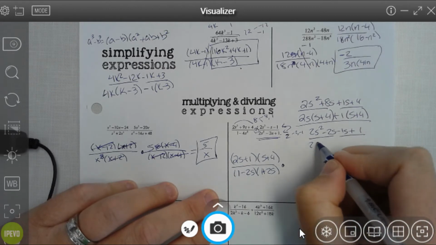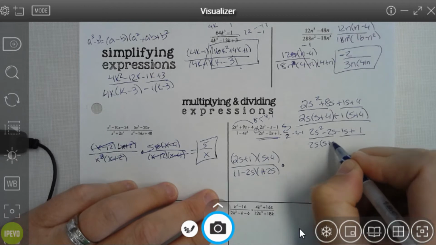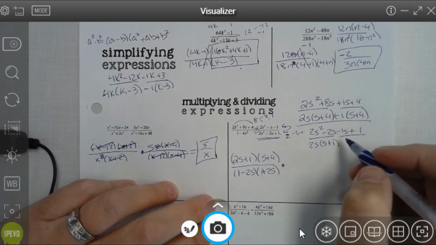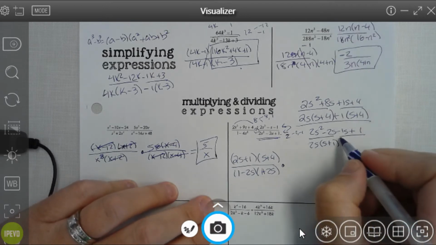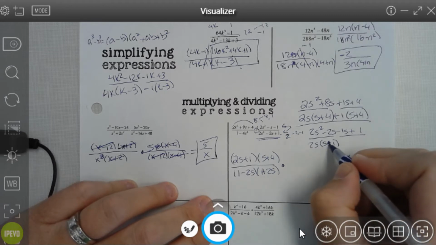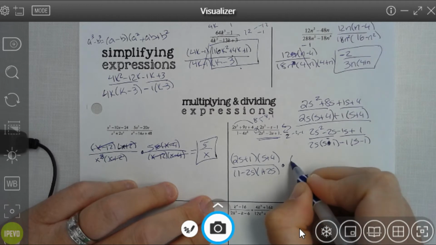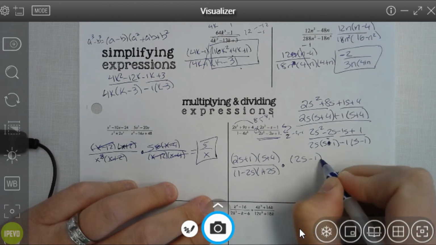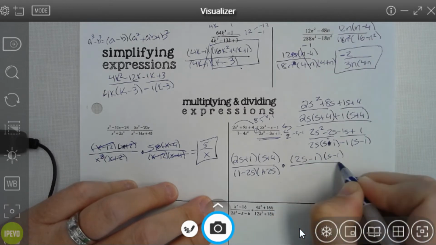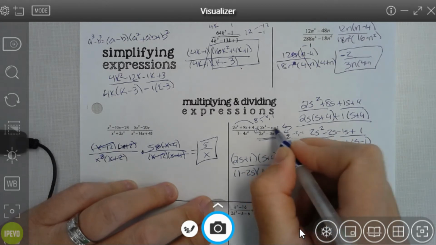So pull out my 2s from here. How did I mess this up? Oh, that's a minus 1 here. Pull out a negative 1 here. So then the top is 2s minus 1 and an s minus 1. Now this goes on the bottom, remember, because we flipped.